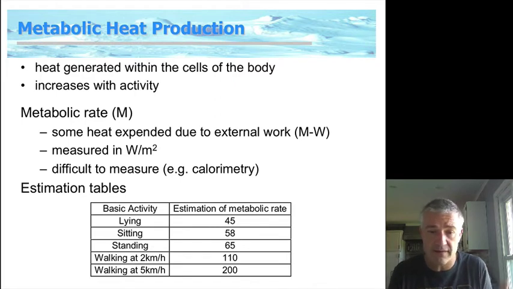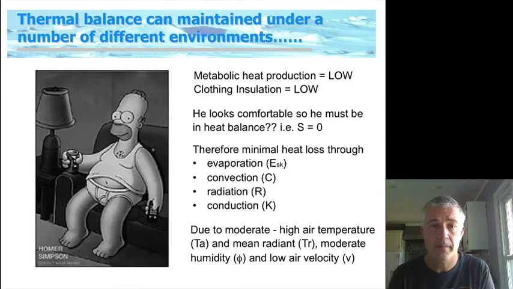But we have some base metabolic kind of estimations here where that metabolic rate is going to be about 45 in terms of lying down, where you can see if you start going to 5 kilometers an hour, you are generating a lot more heat. If you were running at 10, 15 kilometers an hour, you can see that number is probably going to be even higher. And again, the more active you are, the more heat you're generating, the more we have to bring in some of these heat dissipating mechanisms to try to balance that out.